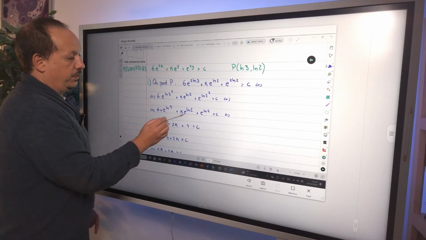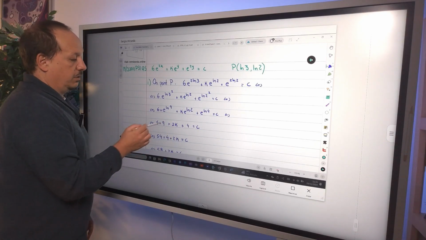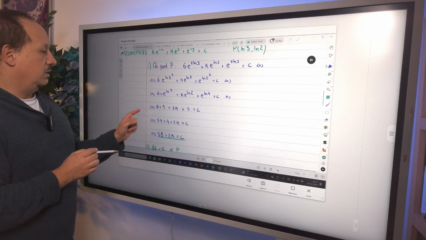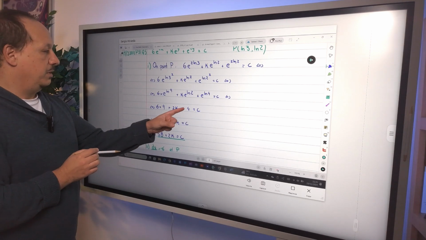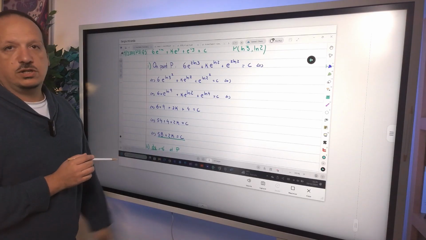Which I put over here, and over here. And now it's a very simple question. 6 times 9 is 54. That is 4. That is just 2k. That is c. And this is the equation that you wanted.